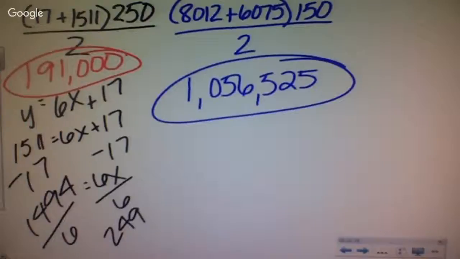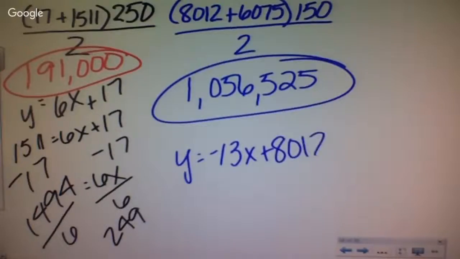Okay, because your y equals equation should have been y equals negative 13x plus 8,012. And that's how you found your 150. Because when you plugged in for y, your x came out to be 149, which means you have 150 terms. That's what's going to catch some of you. So please pay attention to that.